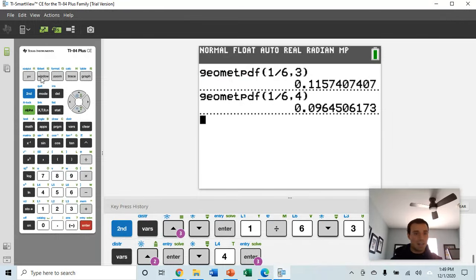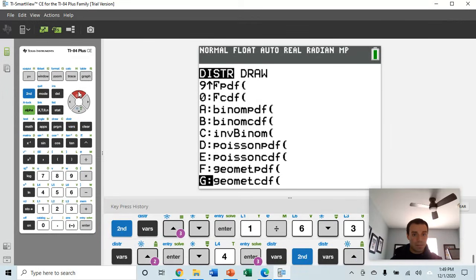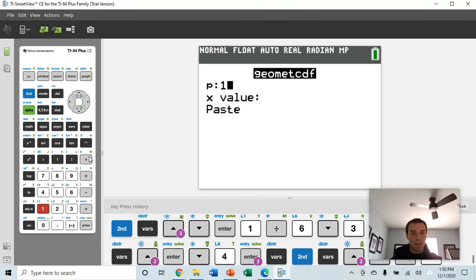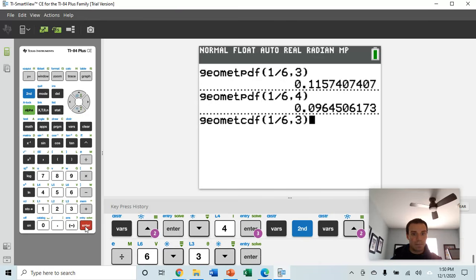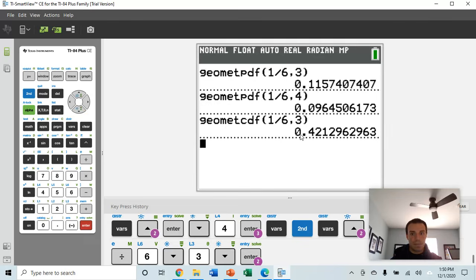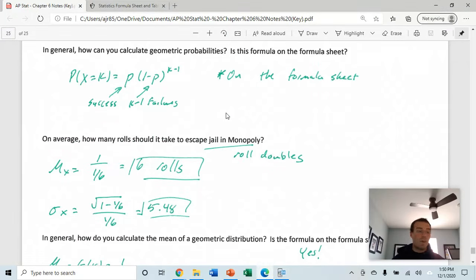And again, that's on the same thing, second and vars. And you're down at geometric CDF here, and then just plugging in your values of 1/6 and 3 to get your answer. Now, we are going to look at more complicated examples in class where we have to do more than 3 or less than 3 or things like that. We'll talk about how to do those. You can try to think about what you're going to need to do. A little bit more in the way of notes here to finish things off, though.